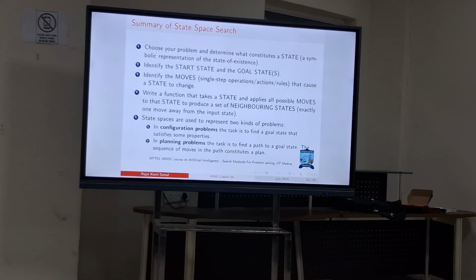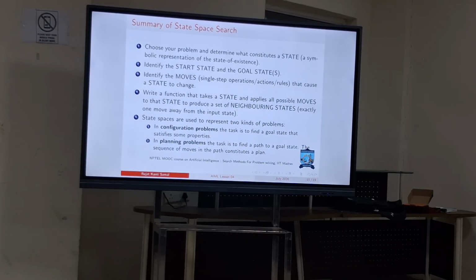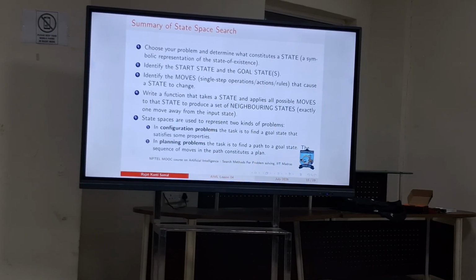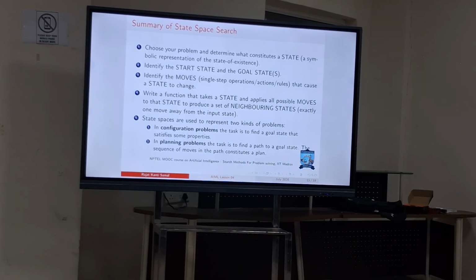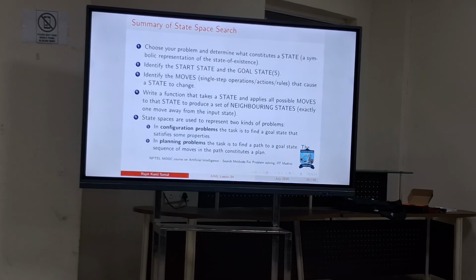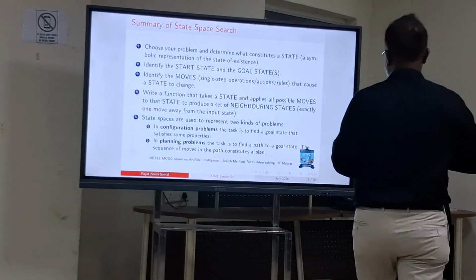Okay? Identify the moves. Write a function that takes a state and applies all possible moves to the state to go to a next state. Okay? Neighboring states. State spaces are used to represent two kinds of problems. One is a configuration problem, to find the goal state. One is a planning problem, to find a path to the goal state, or the sequence of moves.